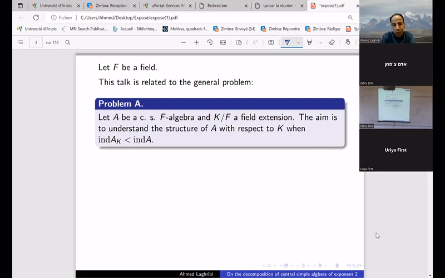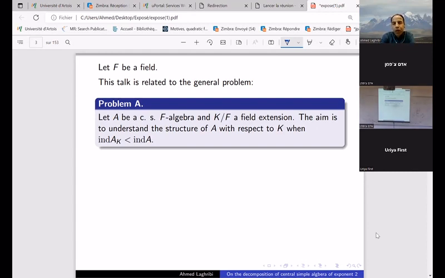If you take a central simple F-algebra, or a division algebra if you want, and K a field extension, of course we would like to understand the structure of the algebra when the Schur index reduces after extending scalars to K. Okay, so we know some answers to this problem.